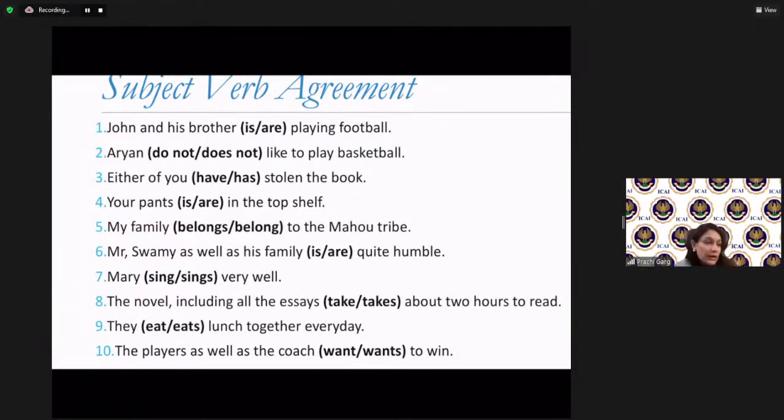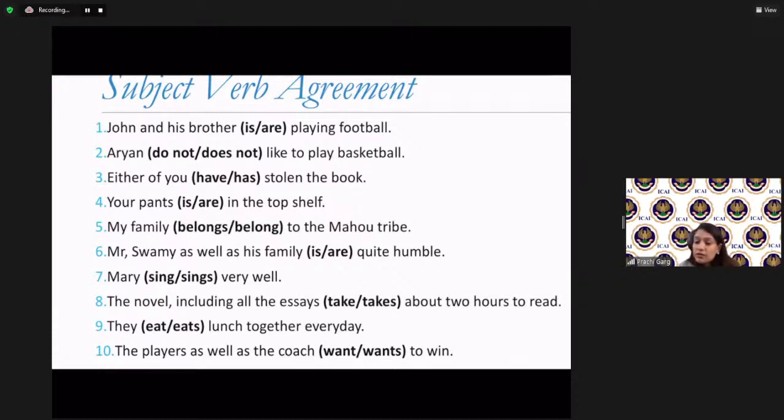This is another rule. I don't know if it is mentioned in your book or not, I am not sure. But with certain words, you always use the plural form of the verb. My family belongs to the Mohau tribe. My family, I'm using one word for the entire family, so it has to be "belongs". Mr. Swami, as well as his family, is quite humble. Mary sings very well. This novel, including all the essays, takes about 2 hours to read, because we're talking about a novel here. We're not talking about the essays here.